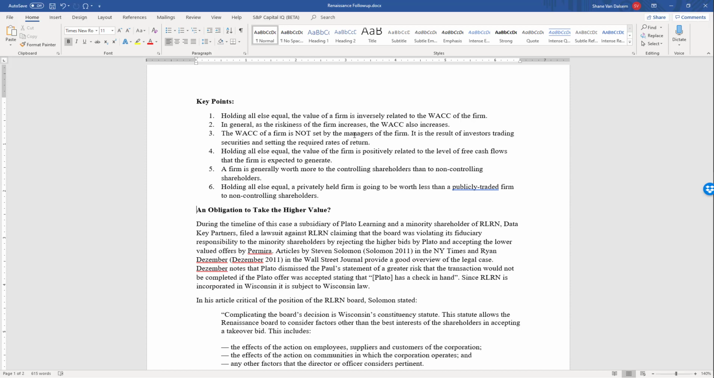An important one, and this is actually one that I see a lot of students having a difficult time with. This third point is that the weighted average cost of capital for a firm is not set by the managers of the firm. So the managers don't get to sit down and say, well, we're going to say that our required rate of return on equity is 15% and our required rate of return on debt is 5%. Okay? These rates are actually set by market participants buying and selling the securities of the firm. And so the investors are the ones deciding what the required rates of return are.